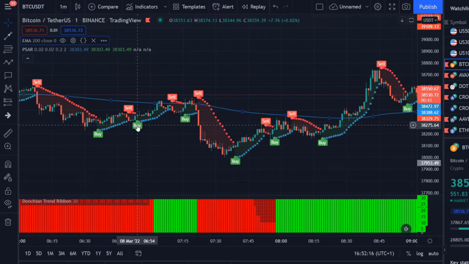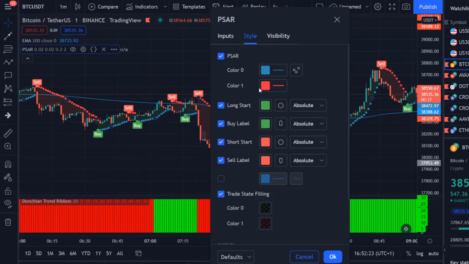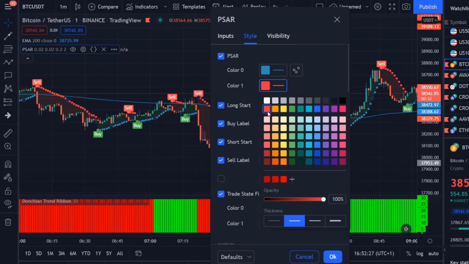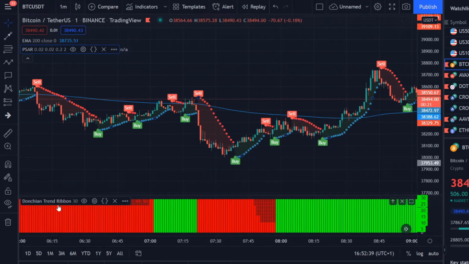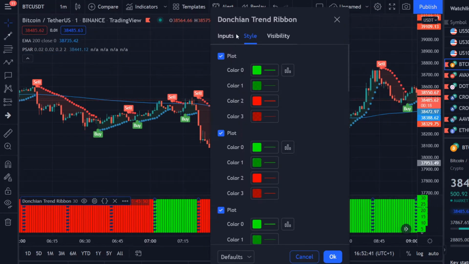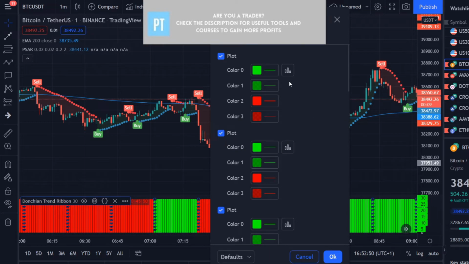Next we look at the parabolic SAR and I'm going to use the default settings. I do not change anything. I do change the color and I'm using a red color instead of, I believe it was an orange color. So I use the red color and that's it. I do not change anything else. And then we go to our Donchian trend ribbon and over here I use a 30 period instead of a 20. And I also do not touch the colors.